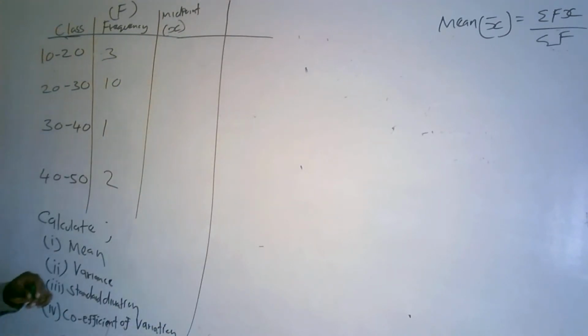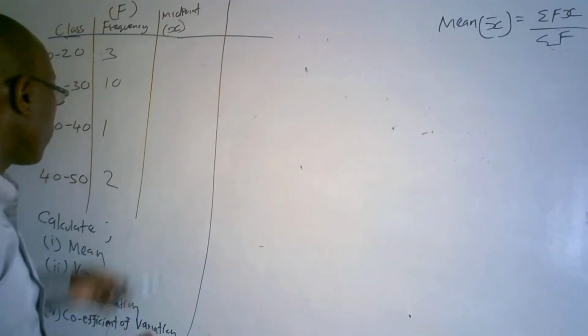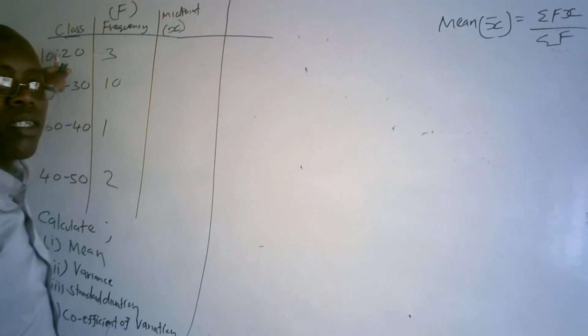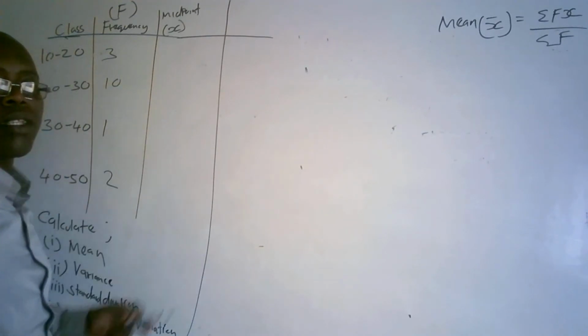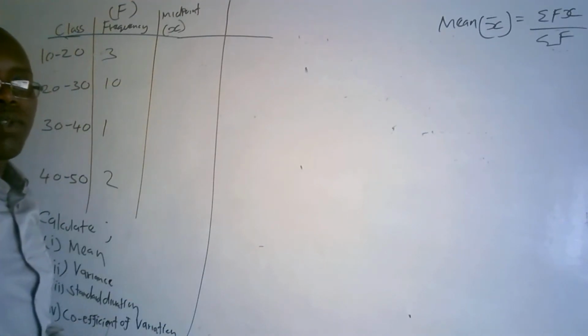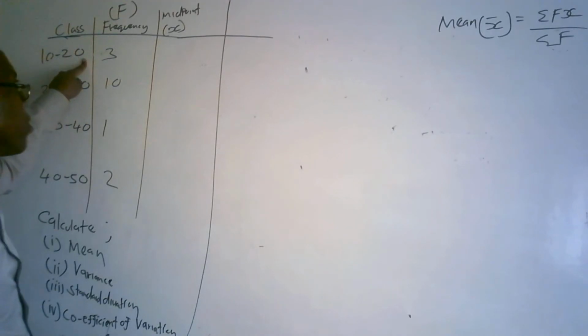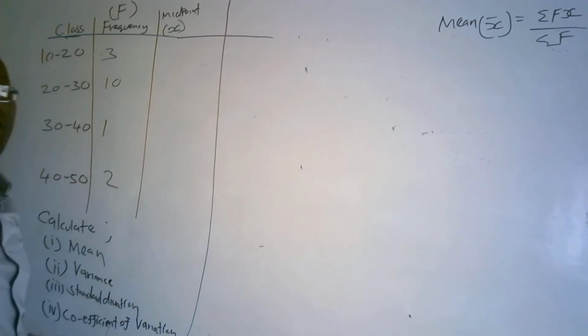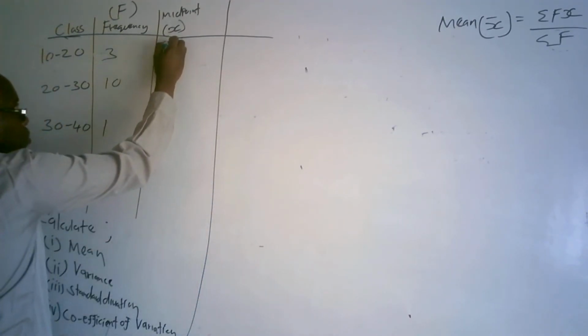And how do we get the midpoint? For us to be able to calculate the midpoint, we are going to take the lower class limit, which is actually 10, plus the upper class limit, which is 20, and then you divide by 2. In the sense that it is going to be 10 plus 20, which is 30, divided by 2, which is 15. So here, the midpoint will be 15.